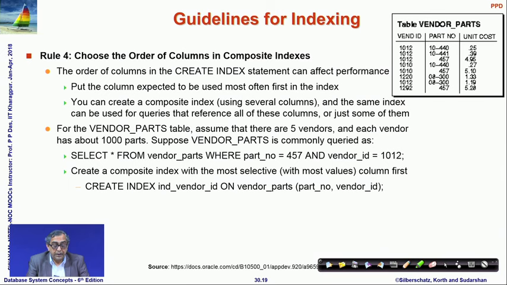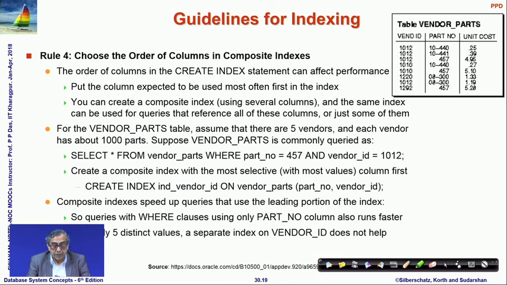So, let us say that it is queried like this: the part number is such and such and vendor ID is such and such, you select all that matches. Now, if you create a composite index, then it should be on part number, vendor ID, not the other way around, because if you do that, then queries where only part number is used will also run faster.